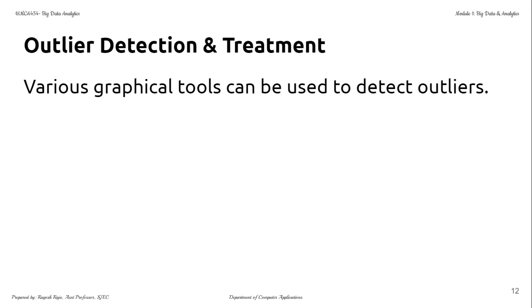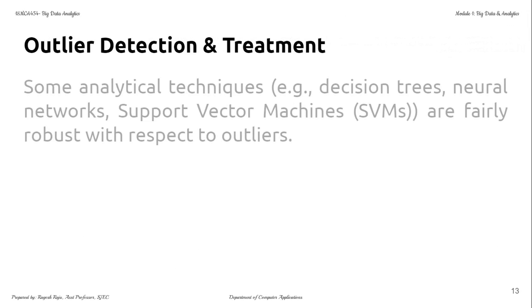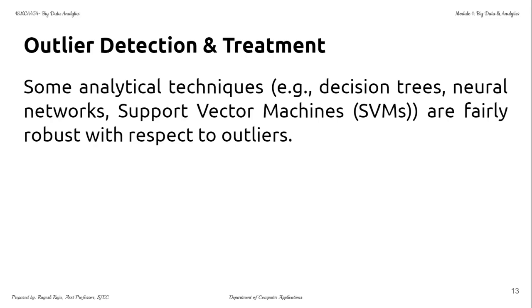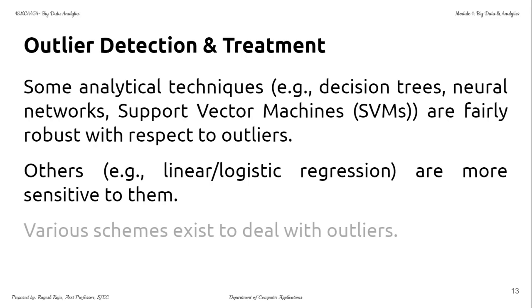So there are various graphical tools that are used for detecting outliers. We use tools like histogram, we use box plots. Also we use a calculation of z-score. All this in detail we will see in the coming sessions. There are some analytical techniques which we use for this, that is decision trees or neural networks or support vector machine. These are fairly robust with respect to outliers. And there are other techniques which are sensitive to outliers like linear regression or logistic regression, and there are various other schemes also to deal with outliers.